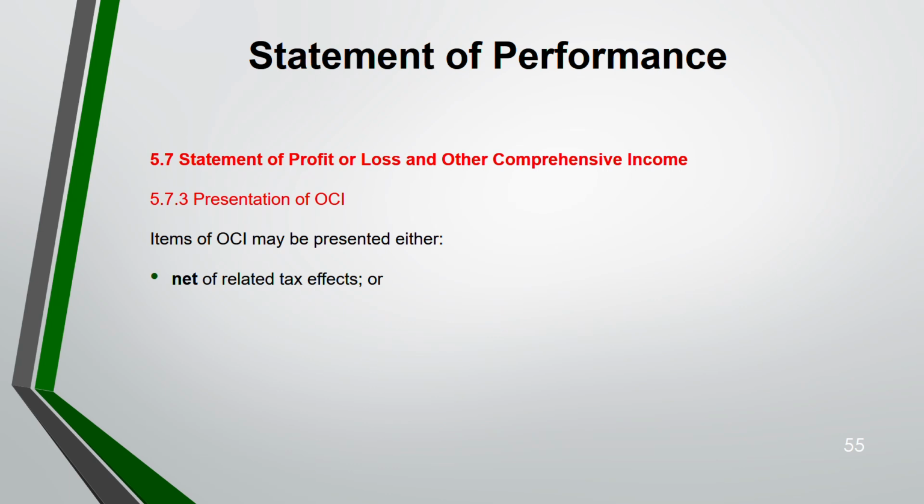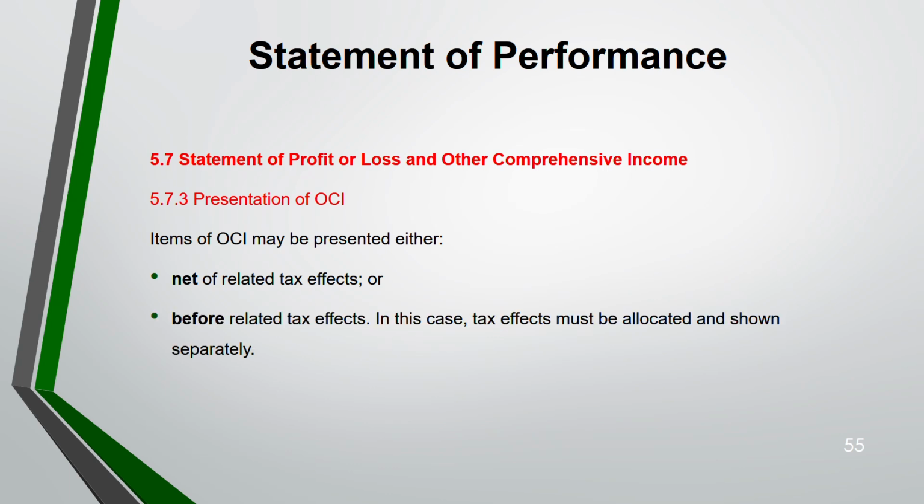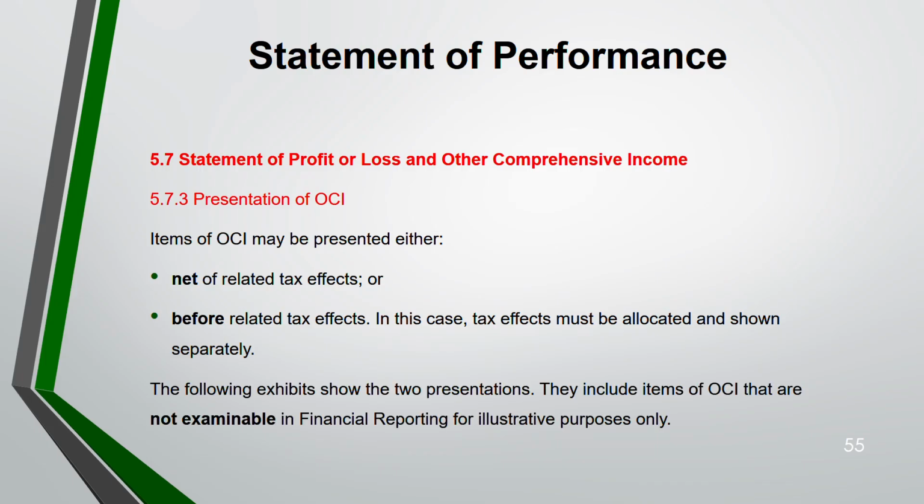Now, items of OCI can be presented net of related tax effect. That means you deduct the tax and show, or before you deduct the tax. In this case, tax effects must be allocated and shown separately. The following exhibits show the two presentations. But remember, they include items of OCI that will not be asked in your financial reporting. It is only for illustrative purpose. In your SBR, yes, you need it, but we are not going in depth here since it will not be asked in financial reporting.